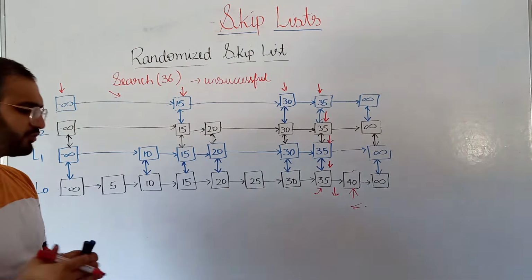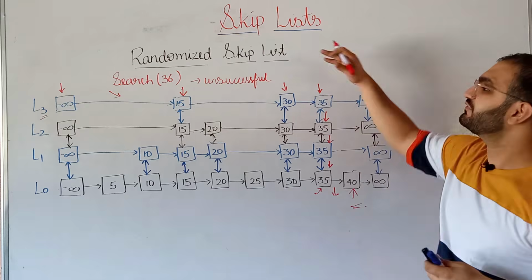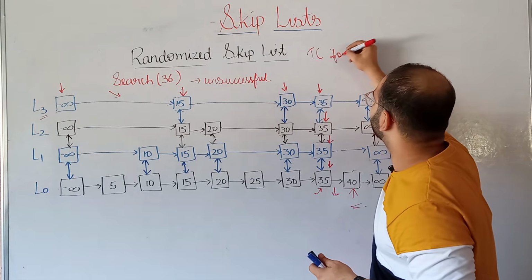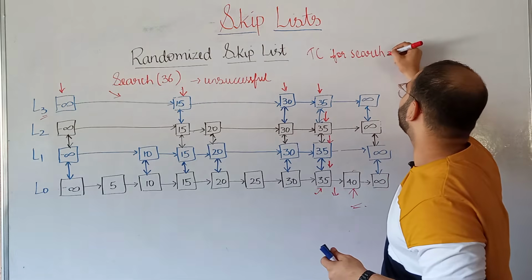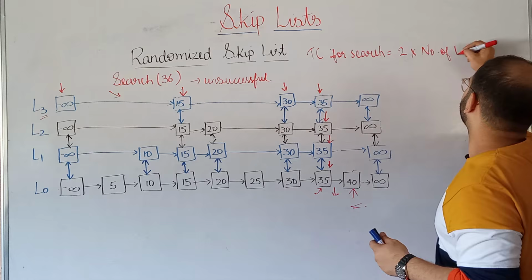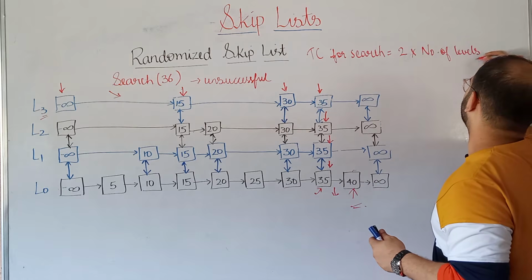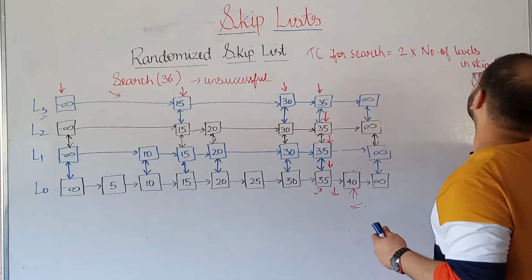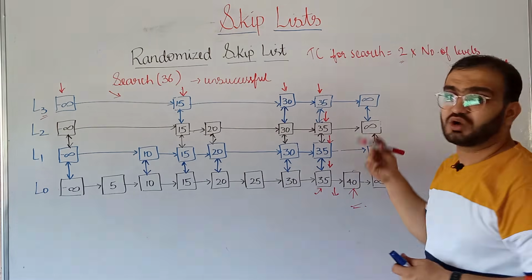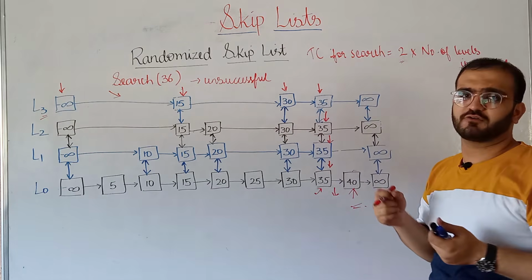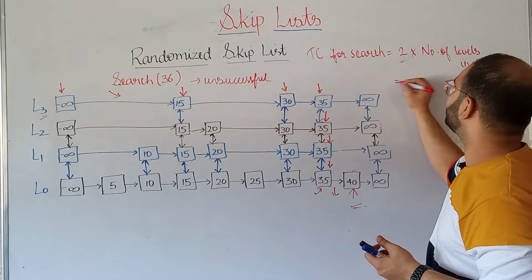So what we can derive from this is that in case of a randomized skip list, for the time complexity of search, we cannot directly say that it is 2 into the number of levels in the skip list. Why? Because we don't know that in a particular level there will be just two comparisons. There can be more comparisons, as you saw over here, right? So we cannot say this.